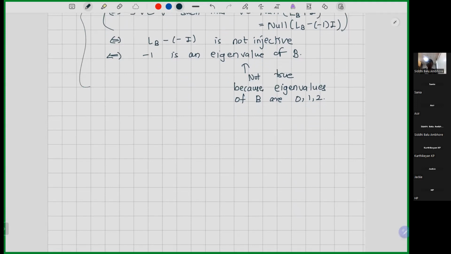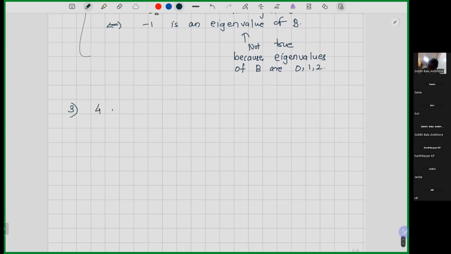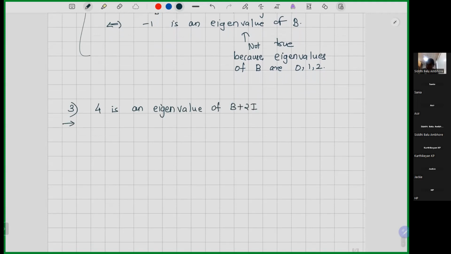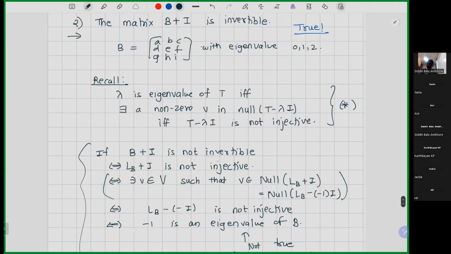So I hope this is clear. If you have any doubt, please write it in the chat. I'm moving ahead with the third question, that 4 is an eigenvalue of B plus 2I. Any guesses whether 4 is an eigenvalue of B plus 2I?